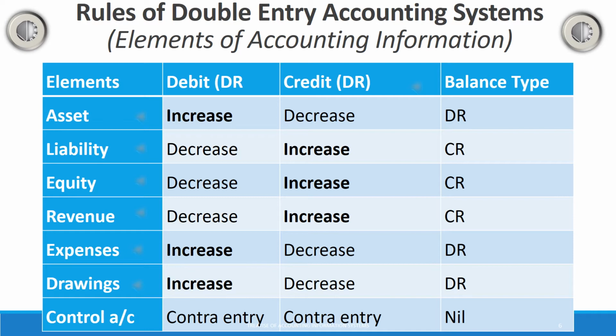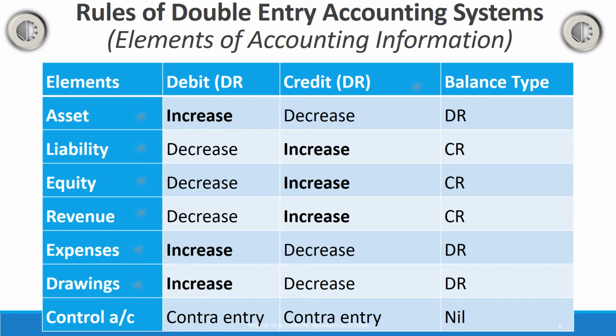An increase in equity is credited, while a decrease in equity is debited. Owner's equity is expected to have a credit balance. An increase in revenue is credited, while a decrease in revenue is debited. Revenue is expected to have a credit balance. An increase in expenses is debited, while a decrease in expenses is credited. Expenses are expected to have a debit balance.